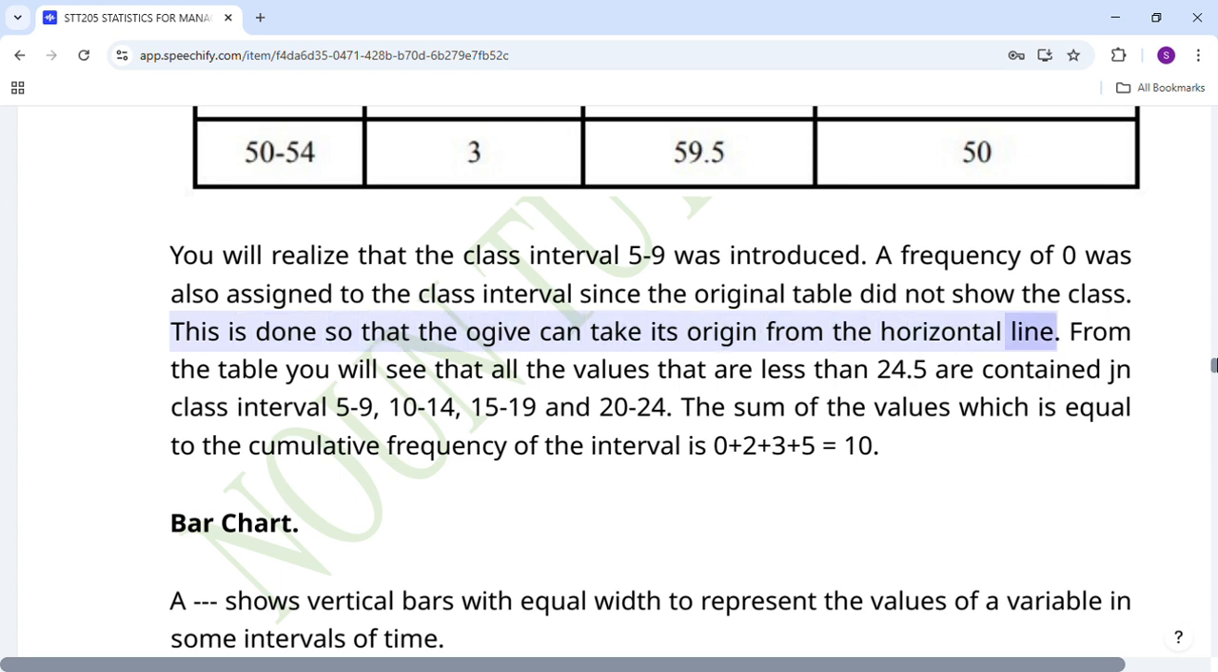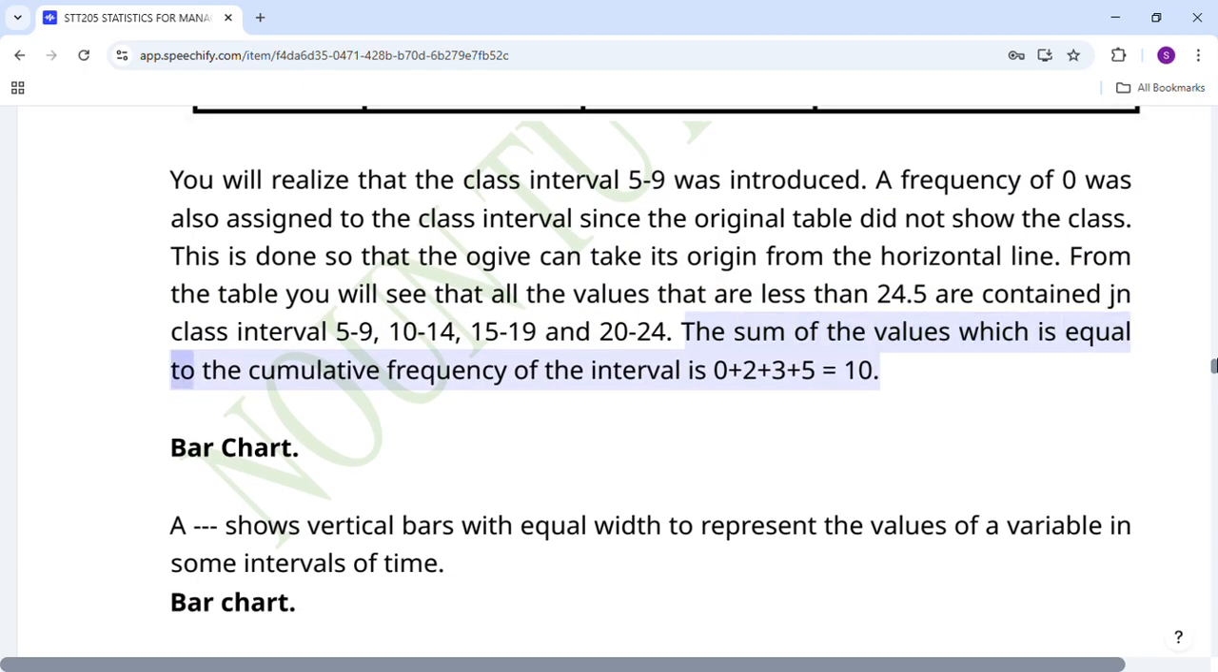From the table you will see that all the values that are less than 24.5 are contained in class intervals 5 to 9, 10 to 14, 15 to 19, and 20 to 24. The sum of the values which is equal to the cumulative frequency of the interval is 0 plus 2 plus 3 plus 5 equals 10.